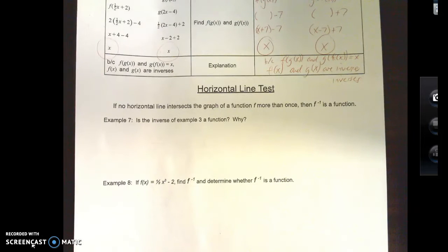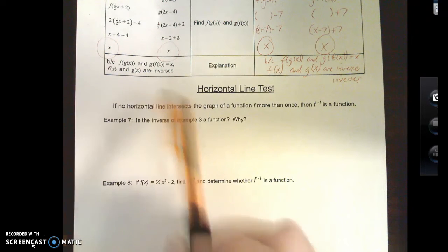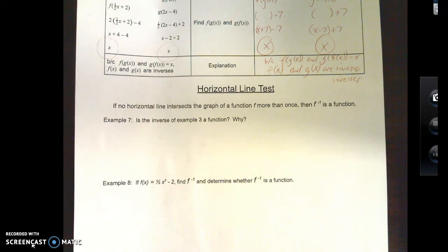Finally down here, there is also a quick test that we can use in order to prove that we have an inverse. If no horizontal line intersects the graph of a function f more than once, then f inverse of x is a function. We call this the horizontal line test. You guys seem to remember the vertical line test, so this is just another example. Is the inverse of example 3 a function?